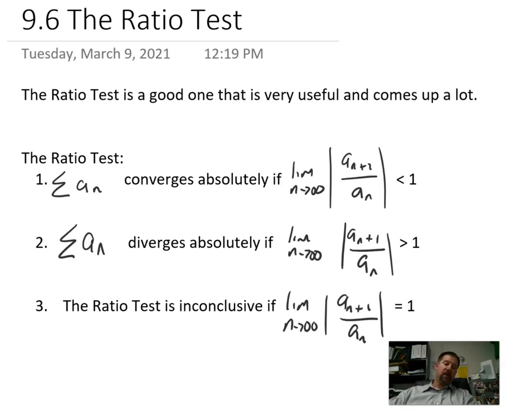All right? So that's these three things. I'm going to look at the limit as n goes to infinity of this ratio of the next term to the previous term. And if it is less than 1, it converges absolutely. Bigger than 1 diverges. If it equals 1, then it is inconclusive. So real easy to do.